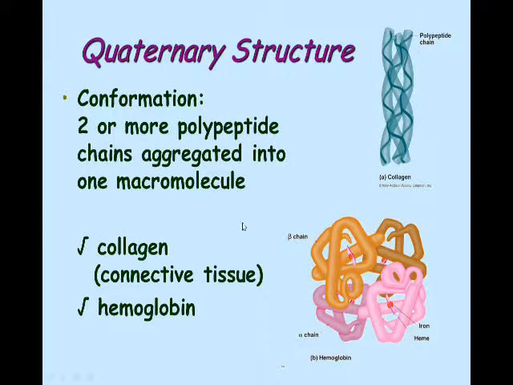Quaternary structure comes from taking multiple polypeptide chains that are folded and putting them together into one big macromolecule protein. Examples are collagen in your skin. It's a connective tissue that holds your skin together. It comes from 3 polypeptide chains twisted together. Hemoglobin is another example of a quaternary structure. It has 4 subunits, 4 polypeptide chains, 2 alphas and 2 betas, that go together to make the final hemoglobin protein.